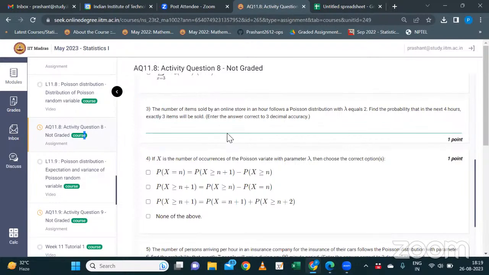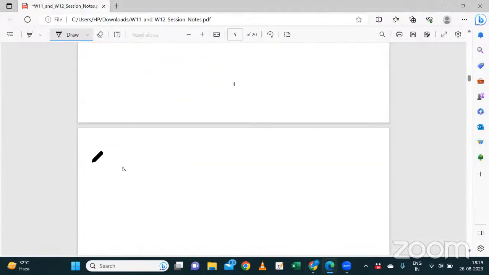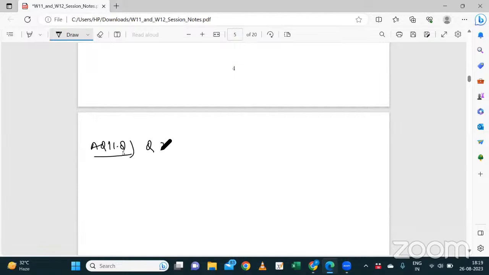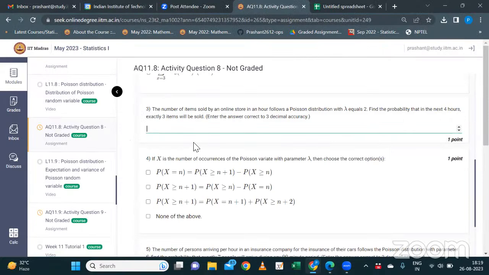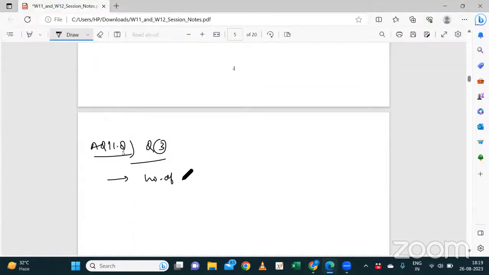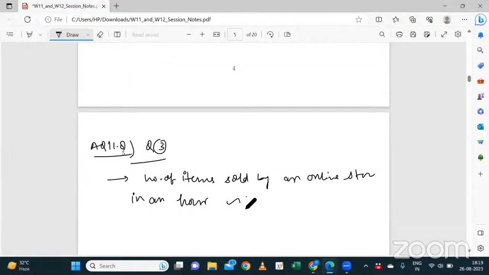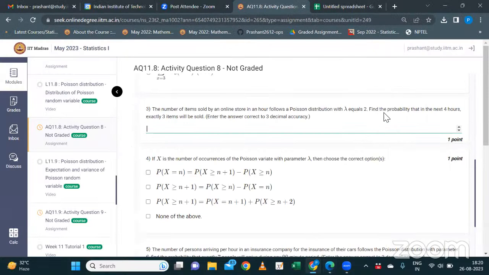As you can see, question number 3 says the number of items sold by an online store in an hour follows a Poisson distribution with lambda equals 2, correct? Yes, sir. So this is activity 11.8, question 3. The number of items sold by an online store in an hour follows the Poisson distribution with parameter lambda equal to 2. But the question says find the probability that in the next 4 hours, exactly 3 items will be sold.